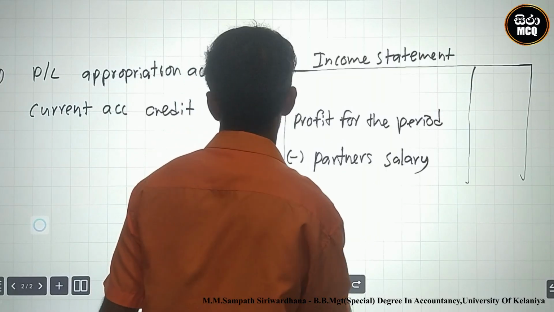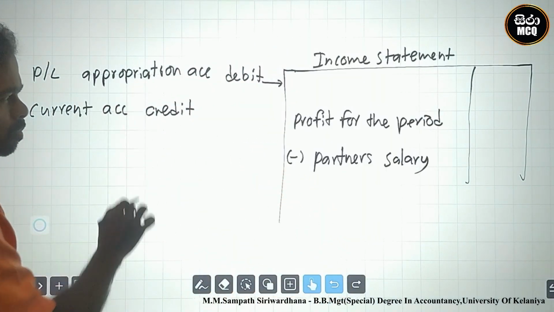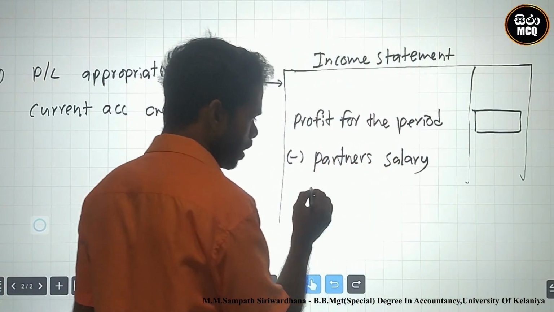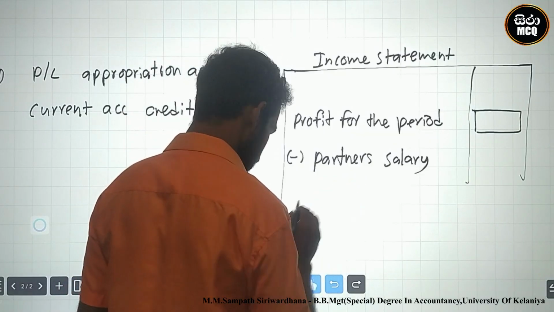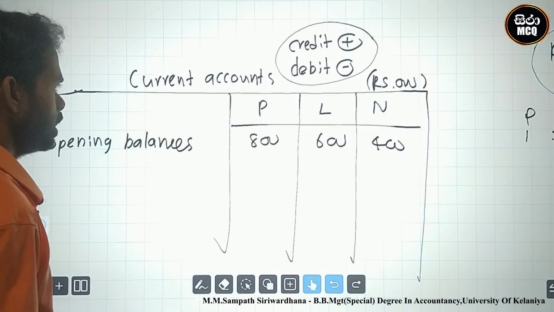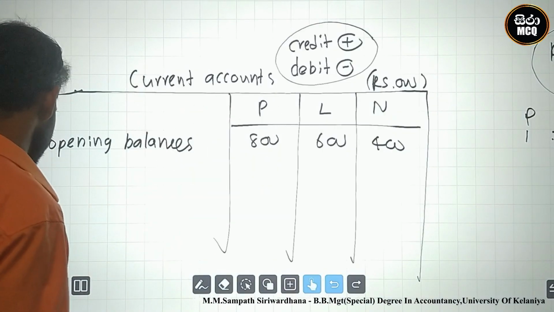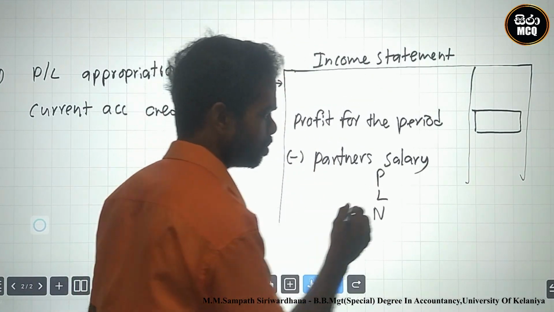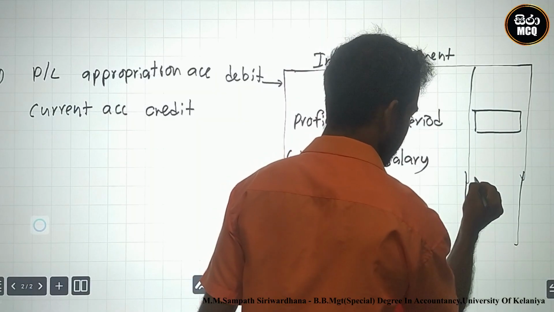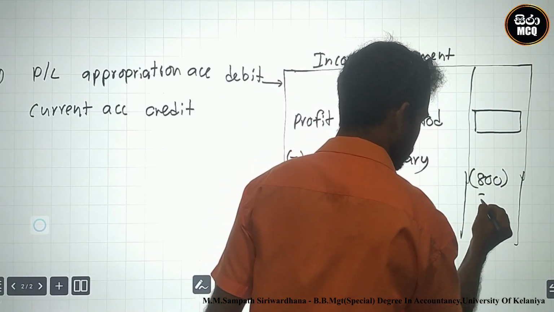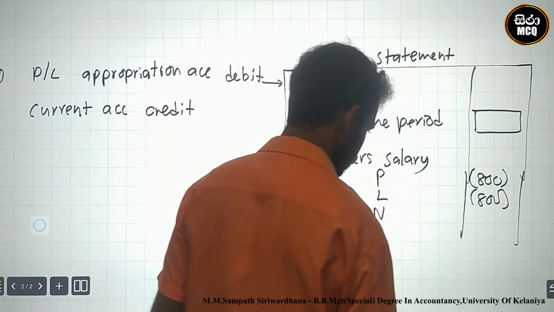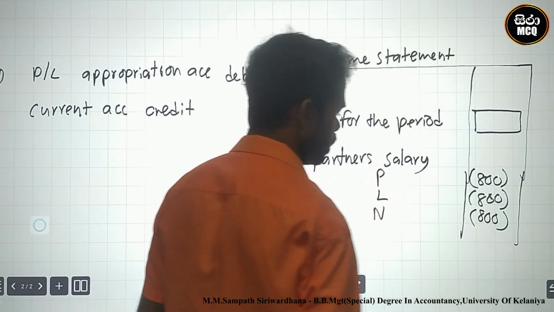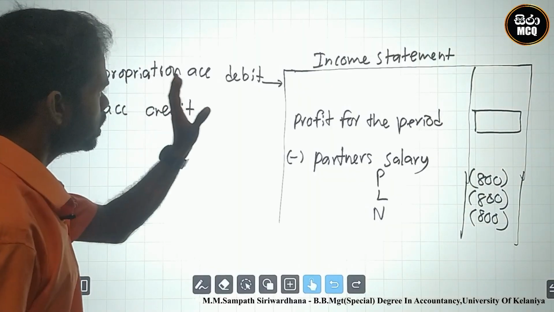There are 3 partners. This location, profit or loss appropriation debit, means we must deduct from profit for the period the partner salary. Who are the partners? PL, Lal and Neil. 800 for all partners. We must deduct 800. Okay, this is the location of the profit or loss appropriation account debit.